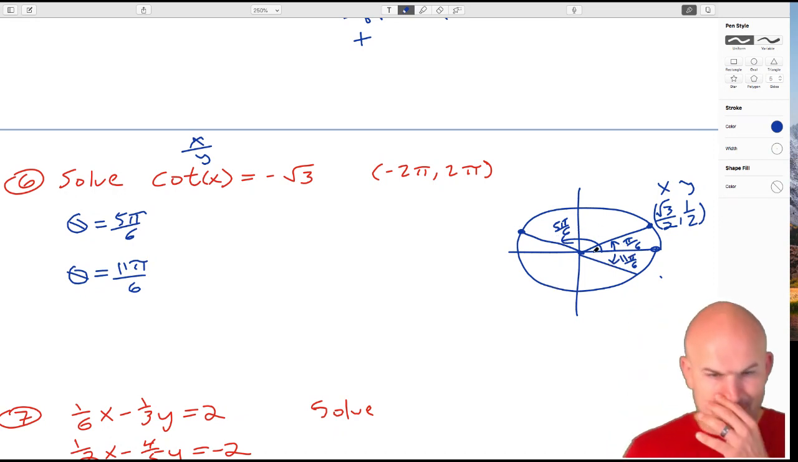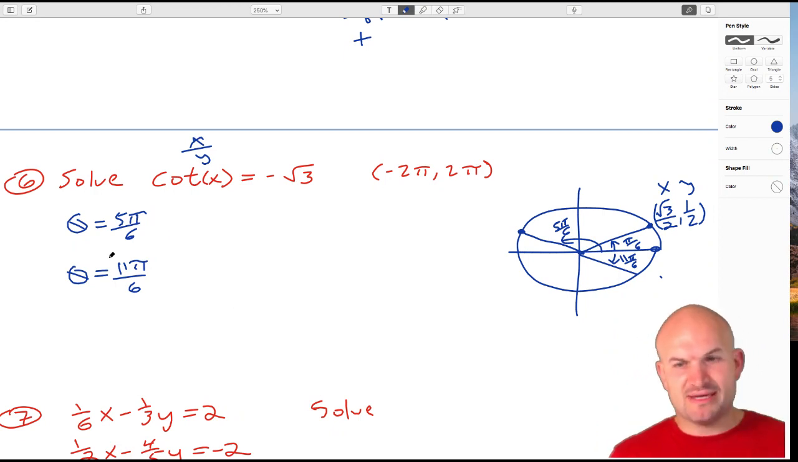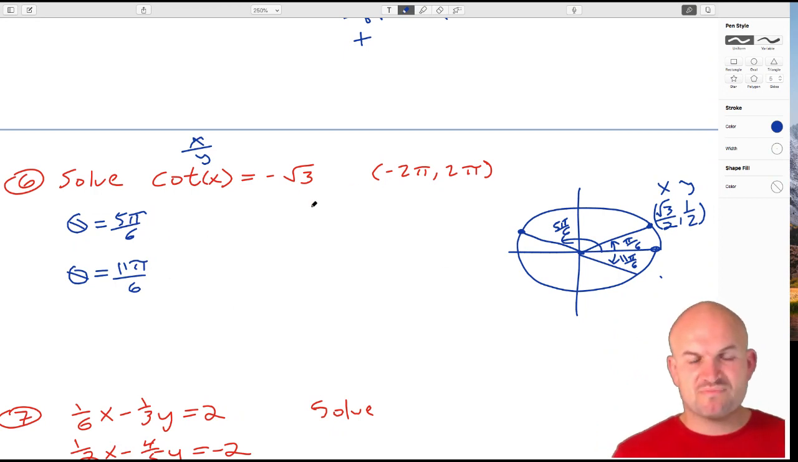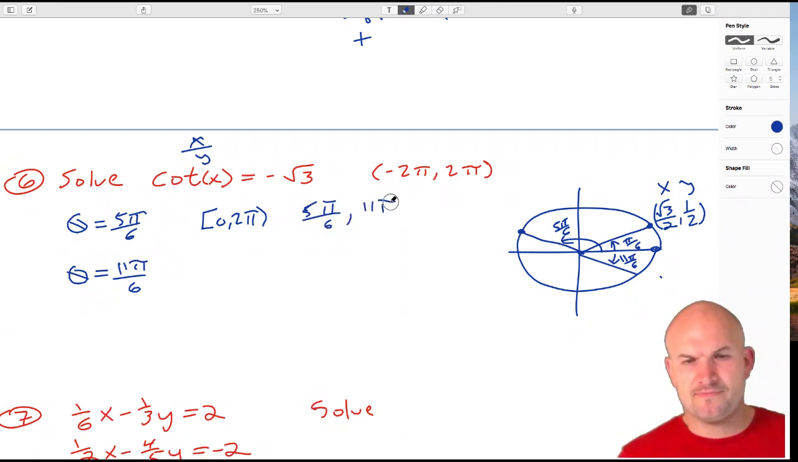So I understand these are my two answers, but I want to find all these answers between negative 2 pi and 2 pi. So let's just go from 0 to 2 pi and figure out what those are. Actually, I already know those answers. So 0 to 2 pi, that's going to be 5 pi over 6 and 11 pi over 6.